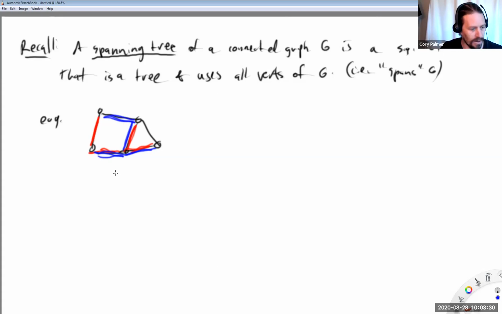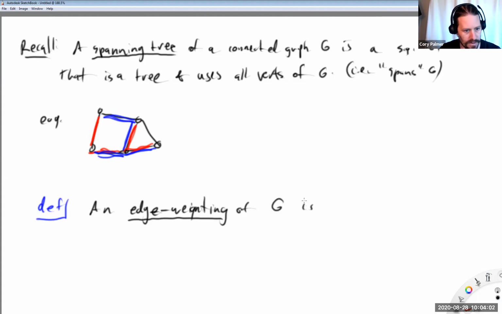So first I have to introduce another definition here. And this will be useful elsewhere in the class, but why not? So if we have a graph G, we're gonna have a function that assigns weights to each of the edges of the graph. We're gonna call it a weight function. So I'll say an edge weighting of a graph G is a function from the edge set of G. So you map the edges of G to, say, the real numbers.